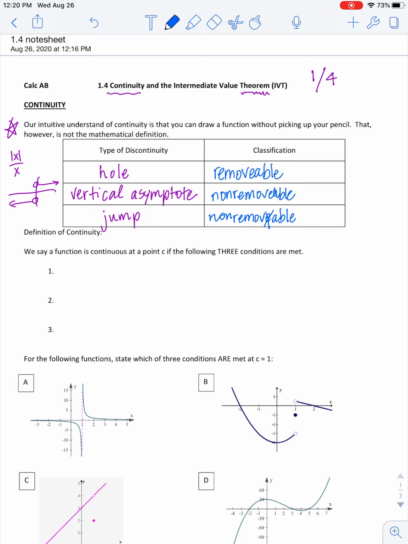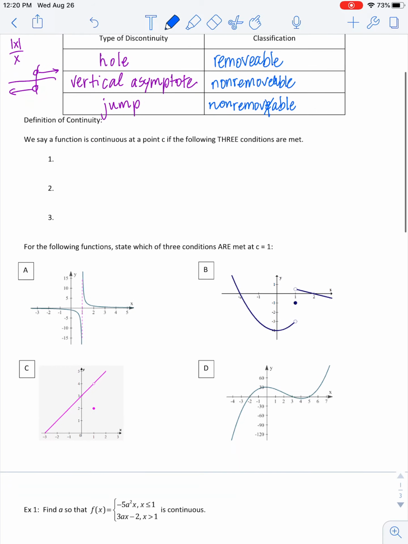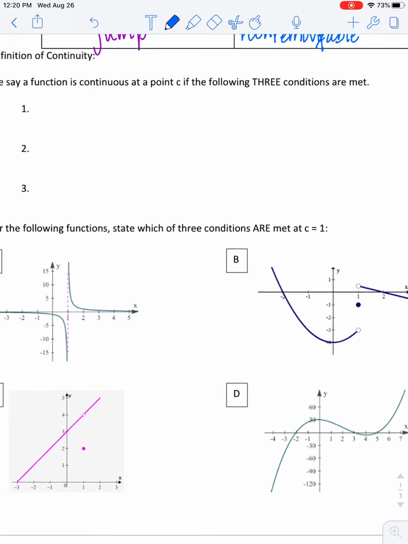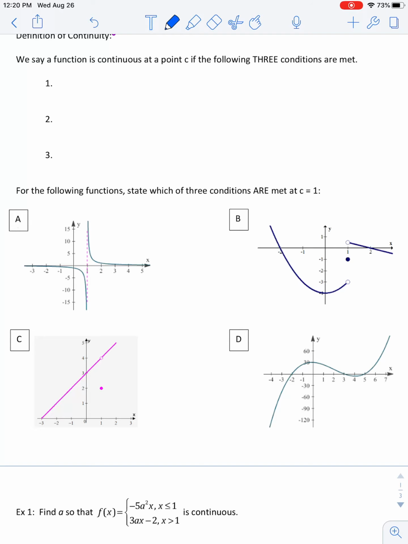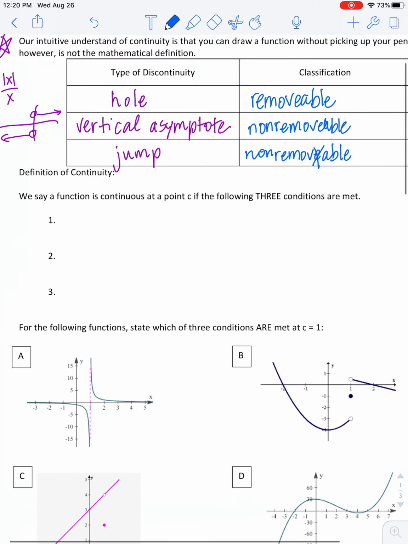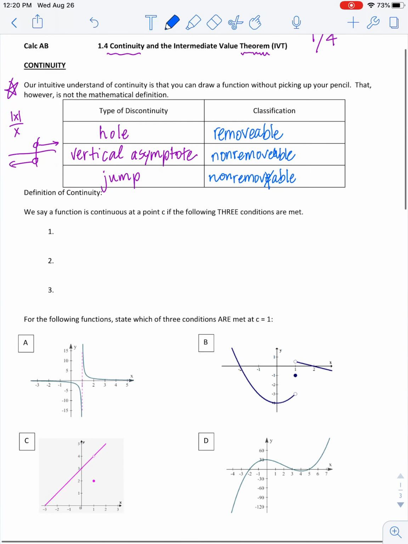So now that we know the things that kind of hinder continuity, let's talk about the actual definition of continuity. Because as you see down here down the page, we are actually going to end up looking at these functions here and talking about what the definition breaks up. So in order for a function to be continuous at a point C, so we're talking about at a specific x value, 3 conditions need to be met.